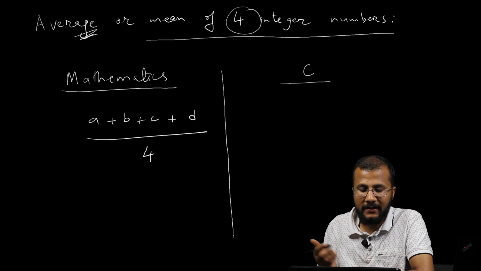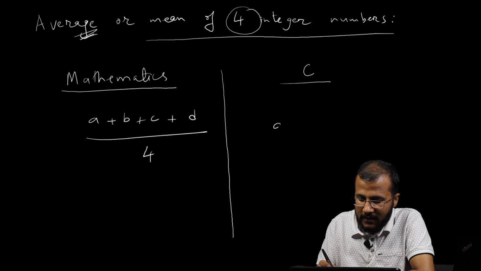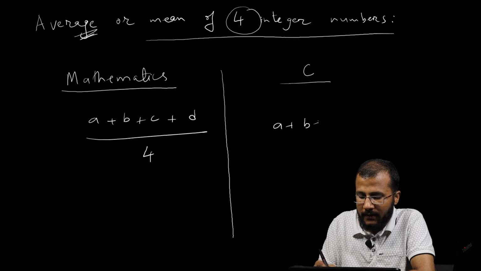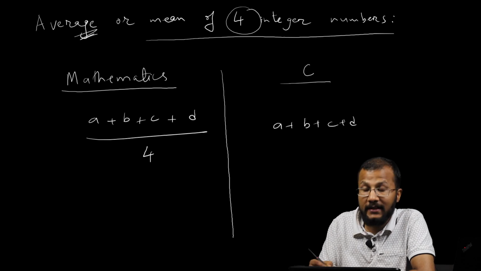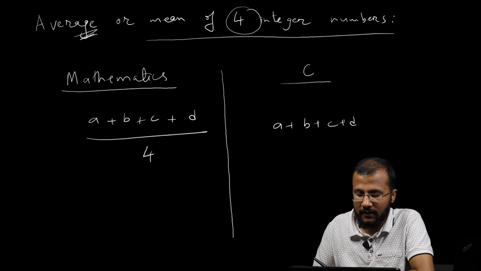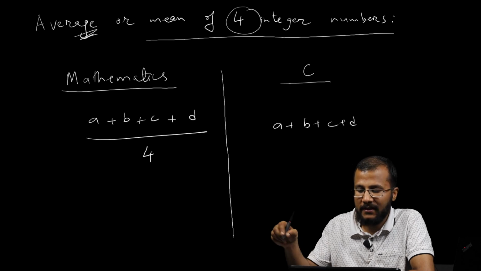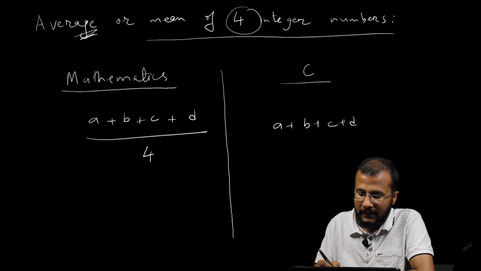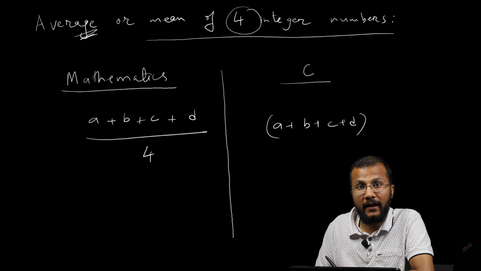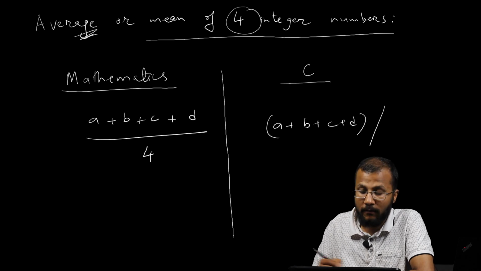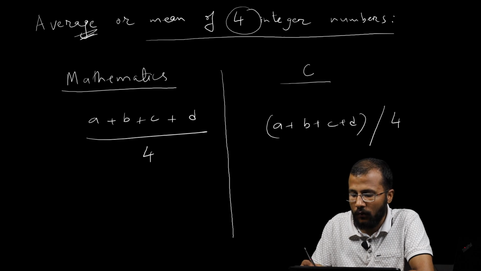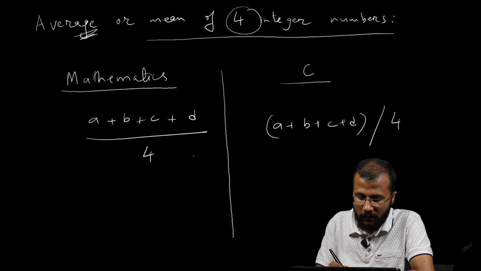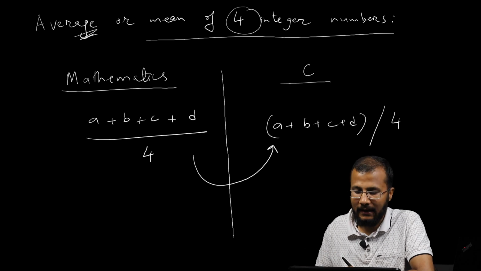So how do I represent this in C? It's very simple. I write a plus b plus c plus d. Obviously these variables need to be declared first: int a, comma b, comma c, comma d. Assign the values that you are supposed to. And then this entire thing must be divided, so I need to use division. This is the symbol for division, divided by 4. So this is how you convert this expression to C.